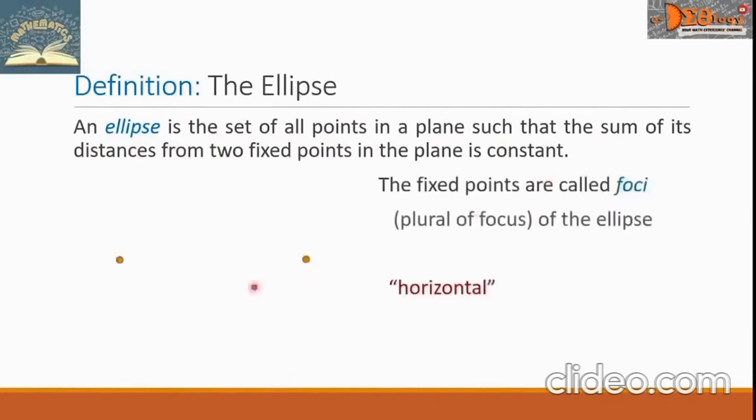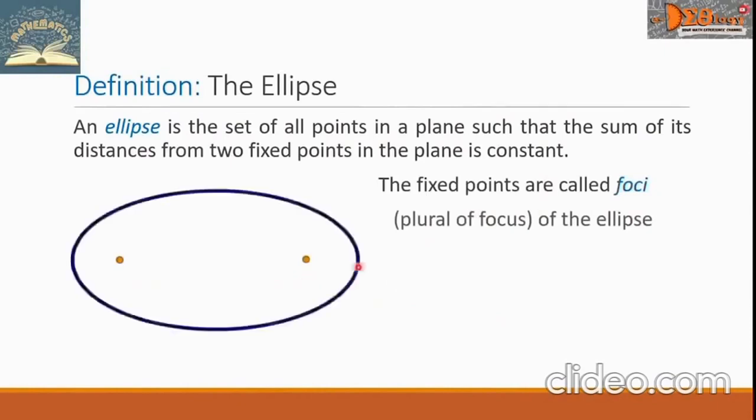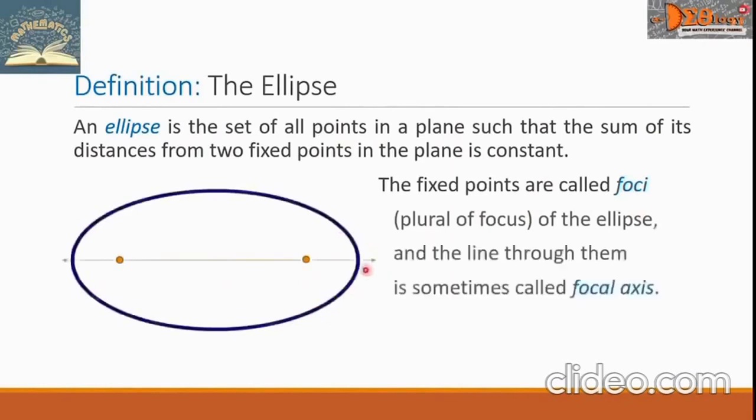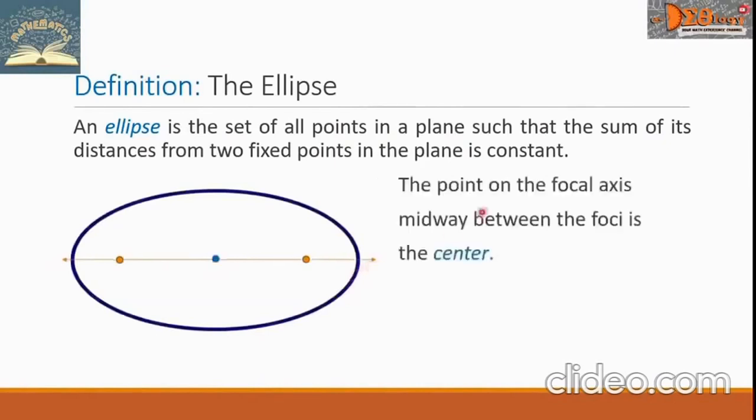Here we have 2 points arranged horizontally, and we consider these as the foci of the ellipse. Let us draw now the ellipse. Here we have the ellipse. The line through the foci is sometimes called the focal axis. Here is the line, and this is the focal axis. The point on the focal axis, midway between the foci, is the center. Here is the center.